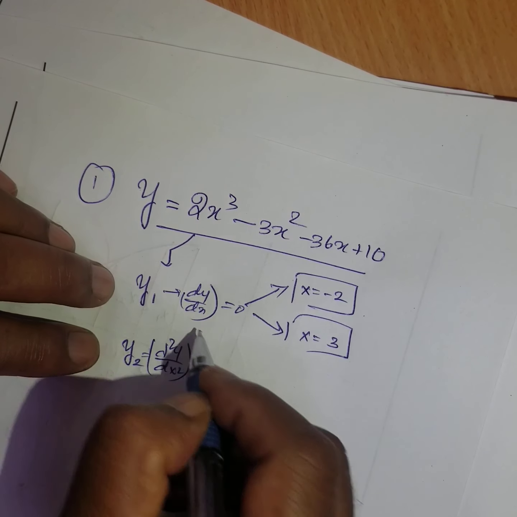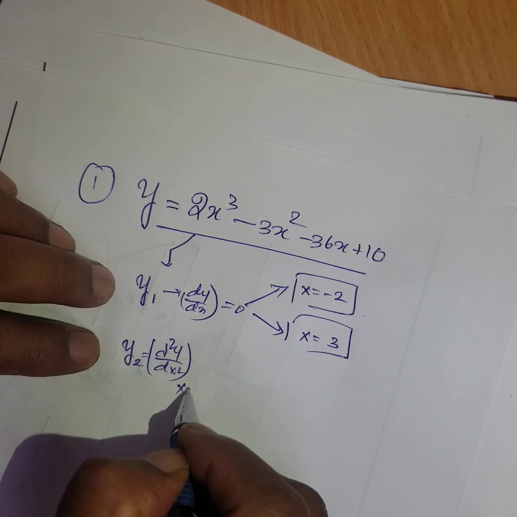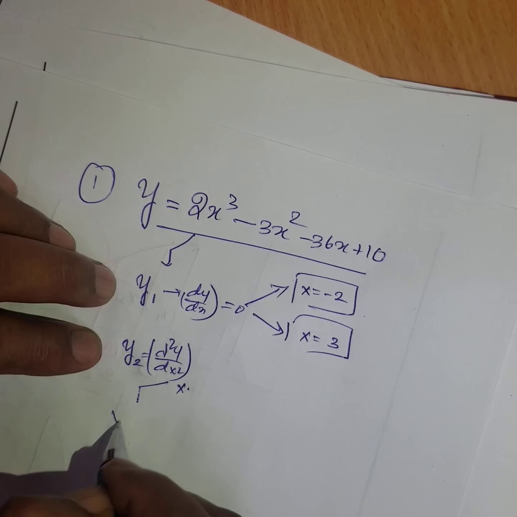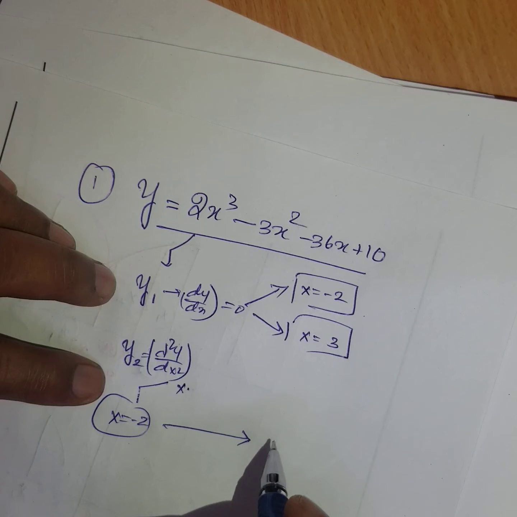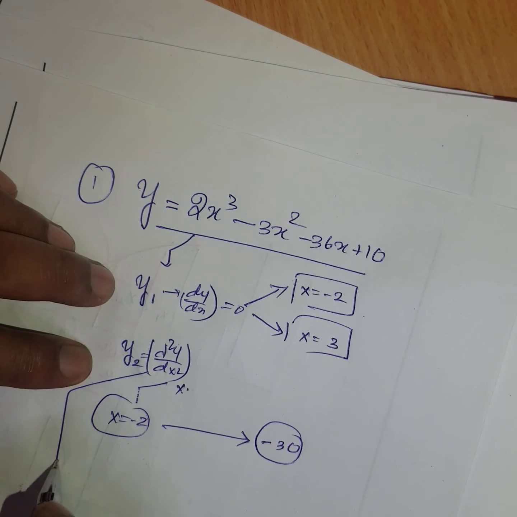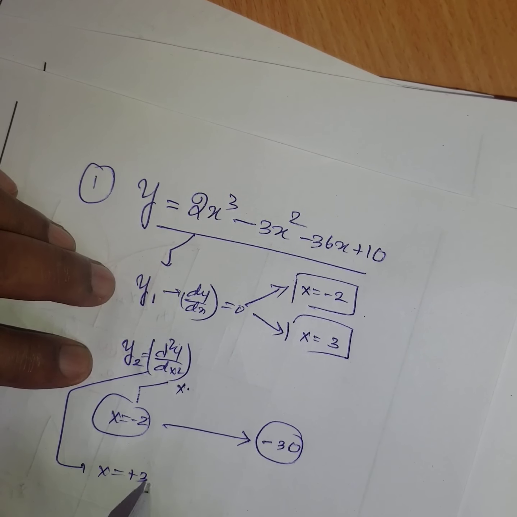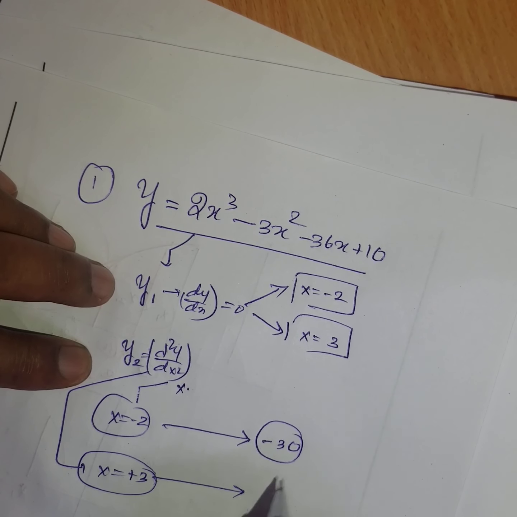Right? At these particular points you substitute. Suppose at x equal to minus 2, you will see what you will get. I tried, I did it, I am getting minus 30. And again I will try x equal to plus 3. I tried, I was getting plus 30.